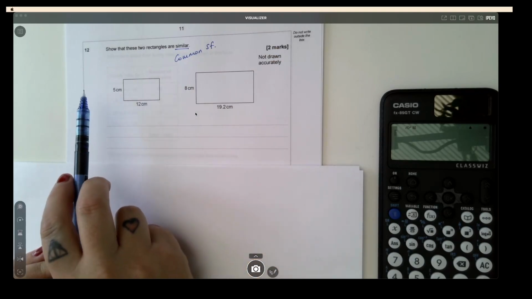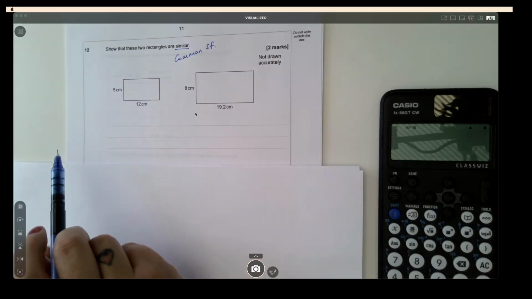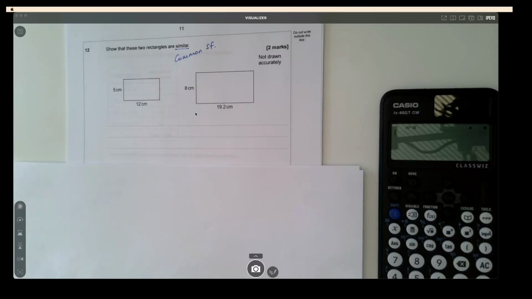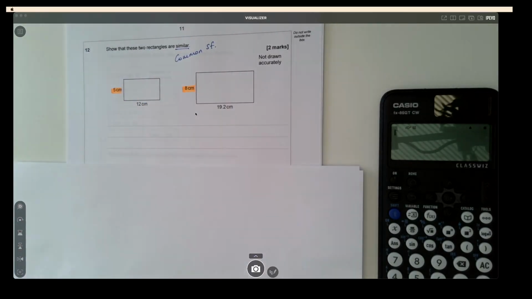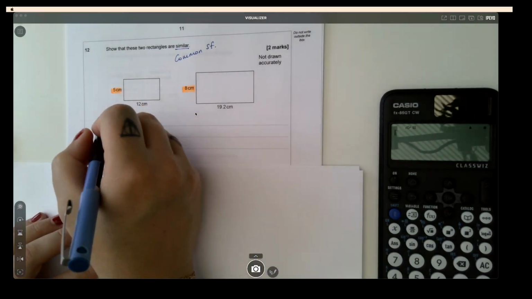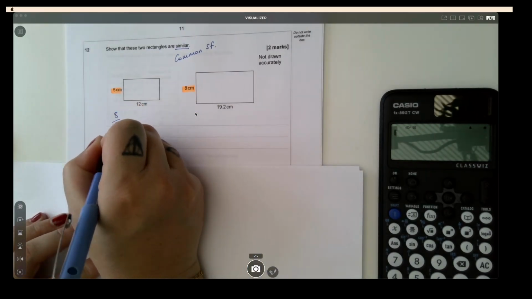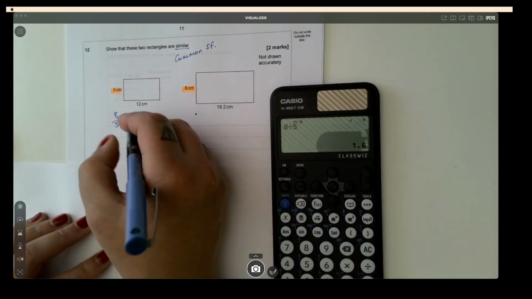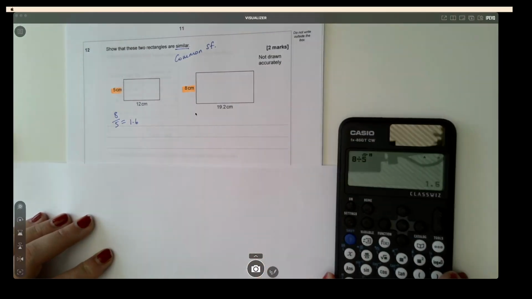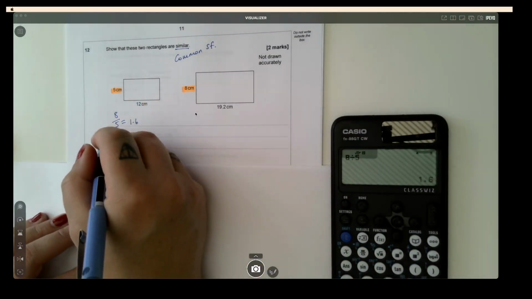So let's find the scale factor that links the sides of these shapes that correspond. So we're going to find the scale factor for the two widths to start off with. So we're going to do 8 divided by 5, which is 1.6. So that's the scale factor for the width.